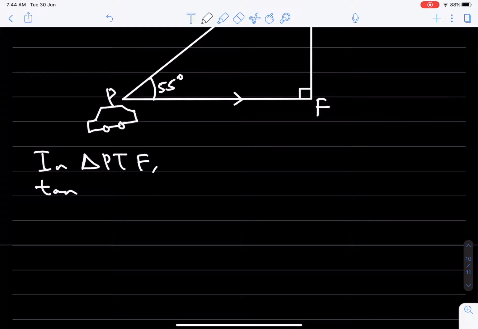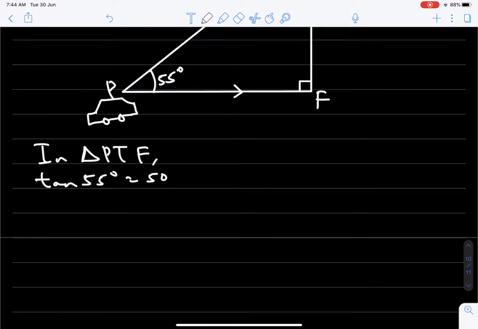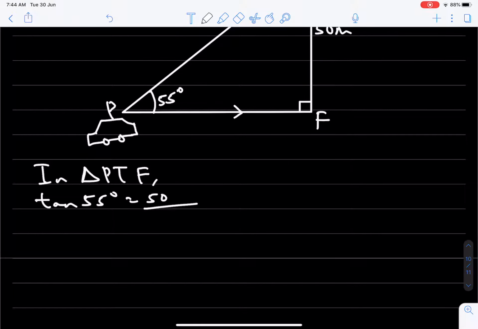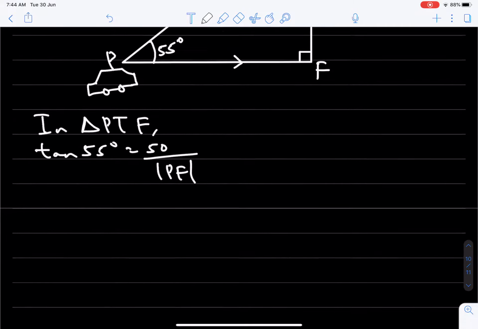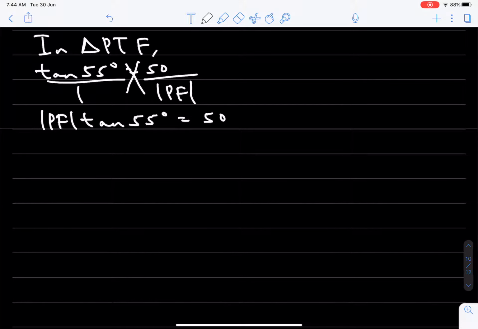tan 55 degrees is equal to opposite, which is 50, over adjacent, which is PF. So when we cross multiply, this is over 1, we have PF times tan 55 degrees equals 50. And that means PF, the distance PF, is equal to 50 divided by tan 55 degrees.